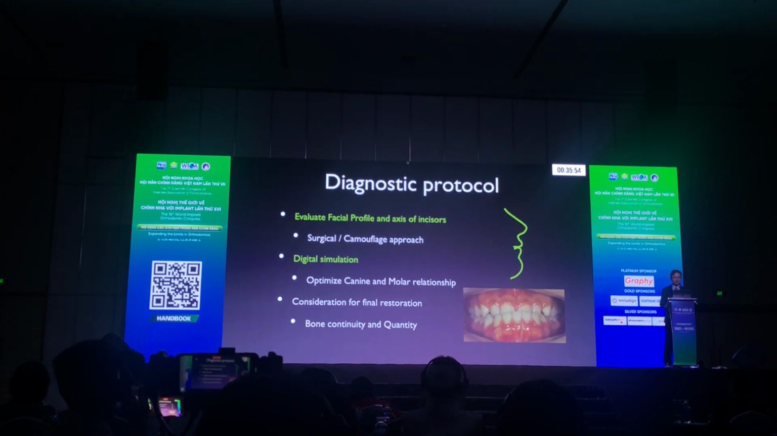So in this case, in the lower missing, when you decide the treatment plan between space closure and space opening, we are thinking about facial profile and the inclination of the lower incisor. And if you decide on the free incisor, it may result in bad occlusion. So to optimize the canine molar relationship, I recommend using digital simulation. And if you try to open the space, you're also thinking about the quantity and quality of the alveolar bone.